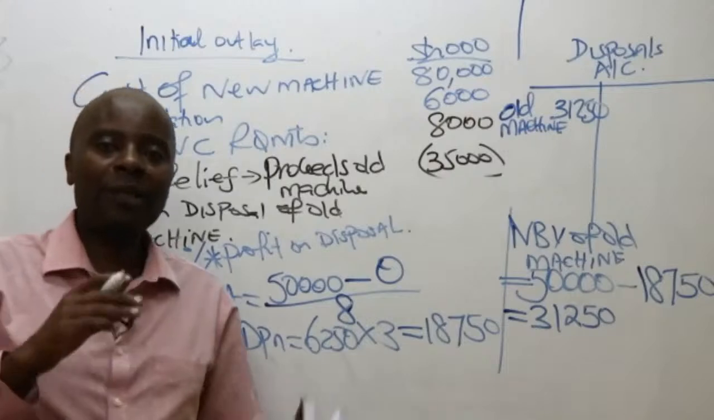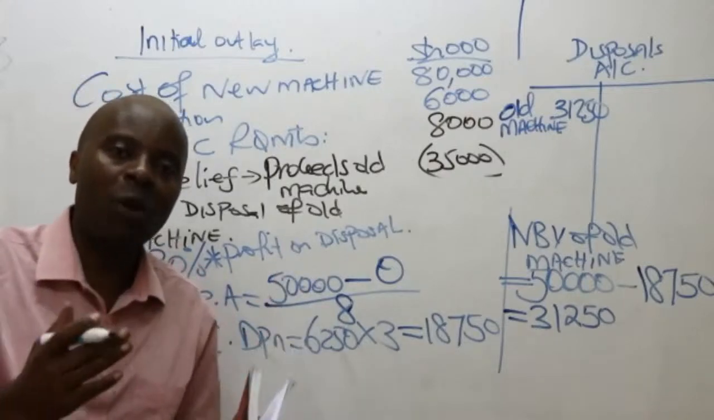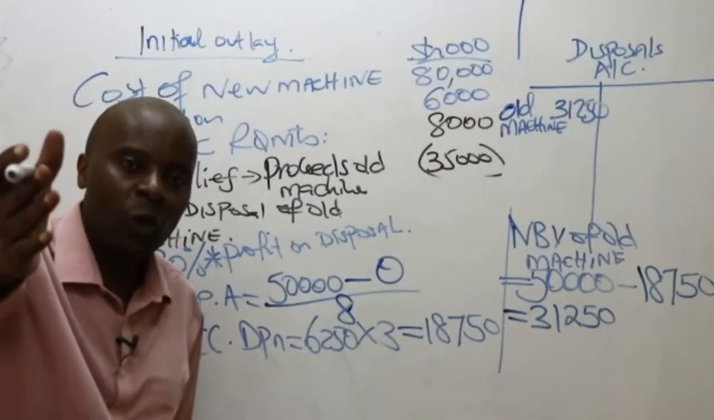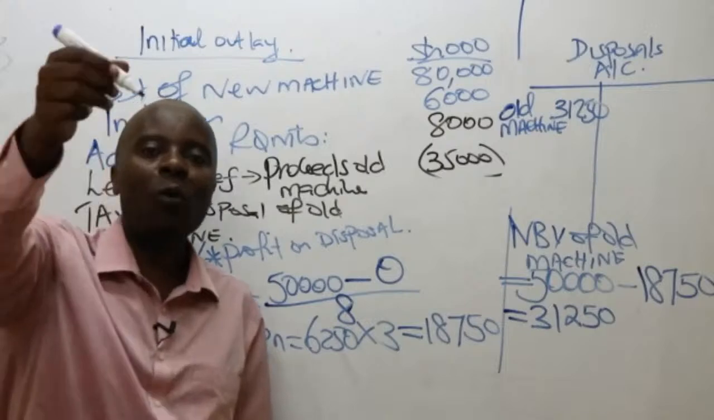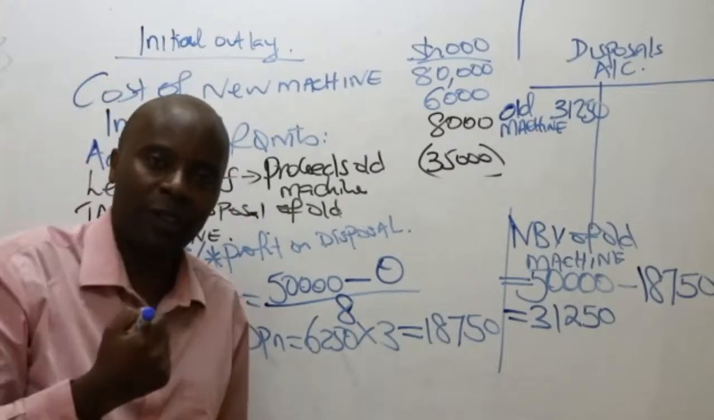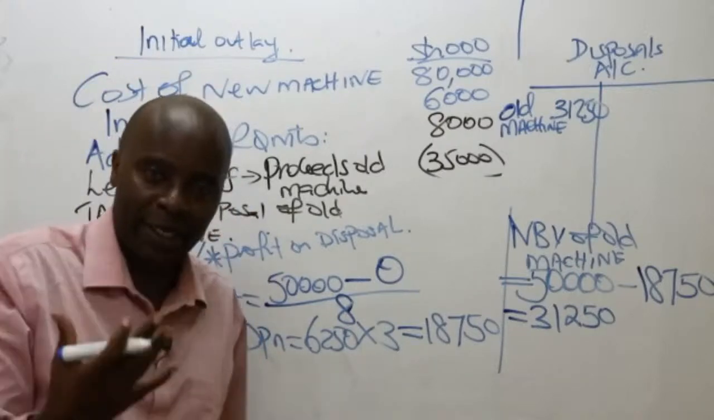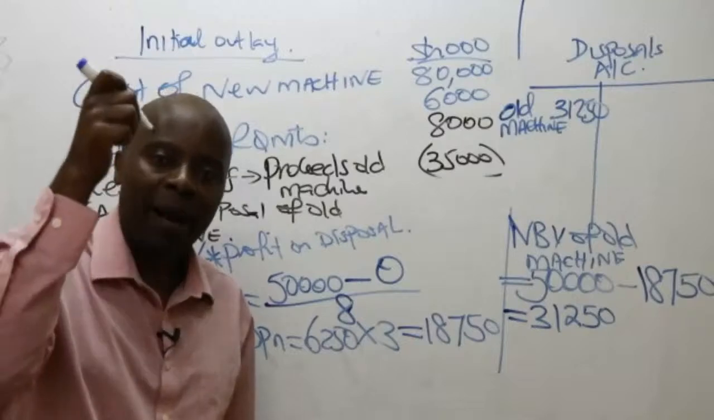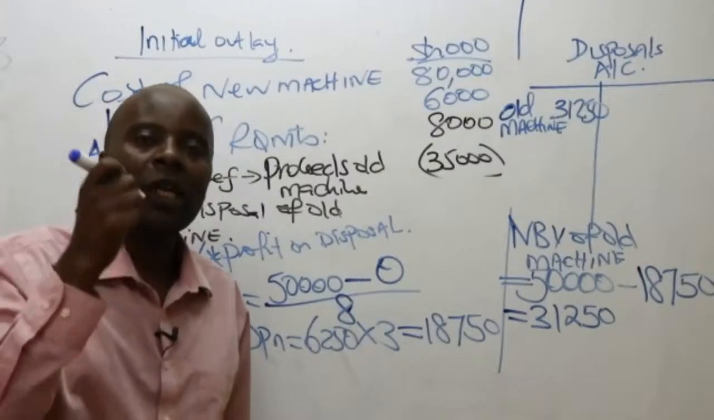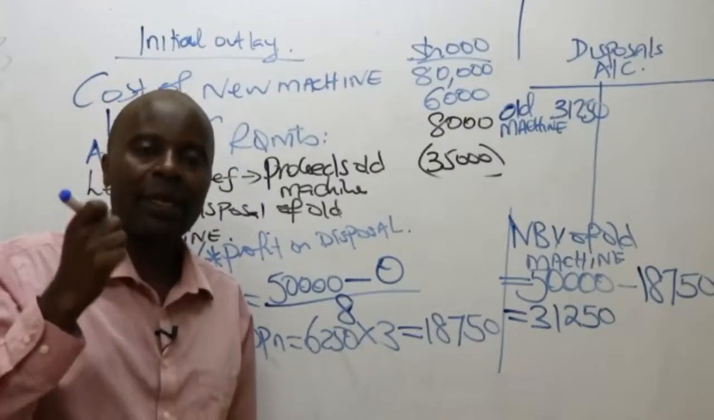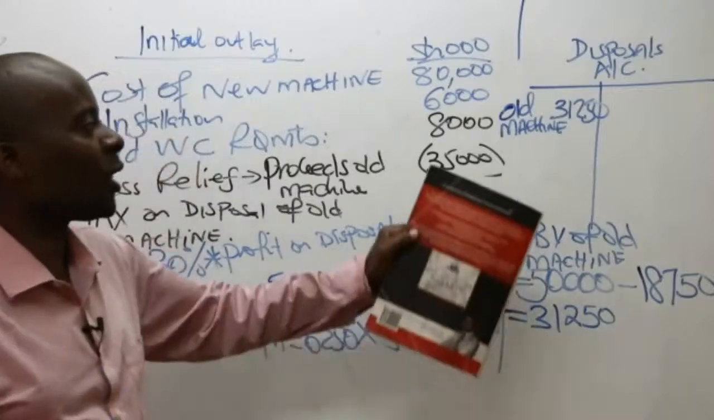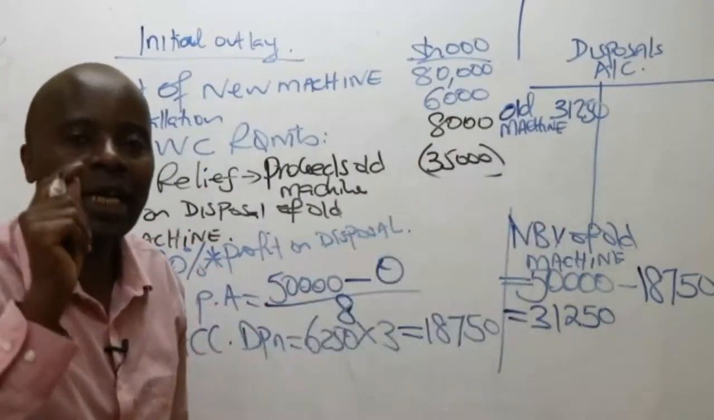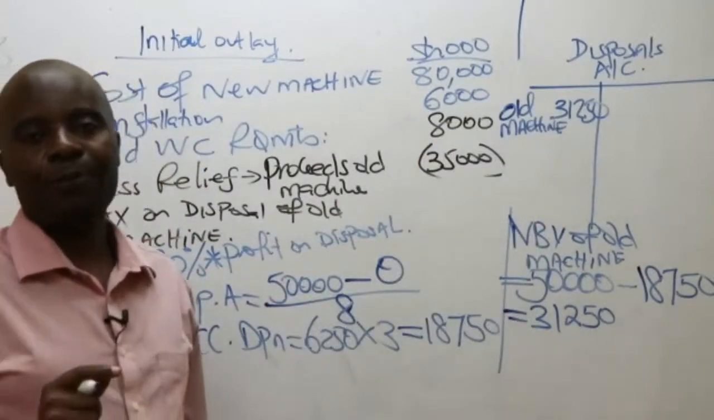Now, once I've debited that account, ladies and gentlemen, I will go ahead and receive money. When I receive money, what happens? I will debit my bank account because the money has gone to the bank. Bank is an asset. I debit the bank account and then credit the disposal account with the cash proceeds.